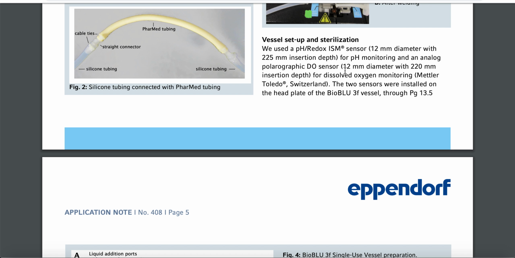Vessel setup and sterilization. We used a pH/redox ISM sensor, 12 millimeter diameter with 225 millimeter insertion depth for pH monitoring, and an analog polarographic DO sensor, 12 millimeter diameter with 220 millimeter insertion depth for dissolved oxygen monitoring. The two sensors were installed on the head plate.